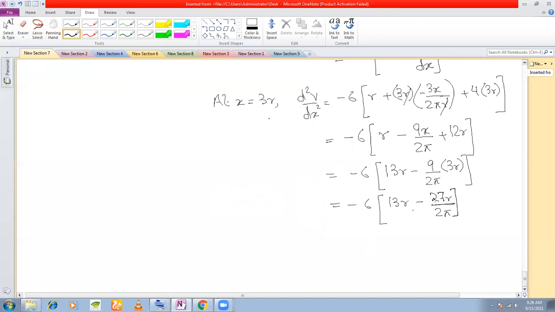Is it positive or is this negative? Can you tell me? 27R by 2 pi. Is it positive or negative? Why positive? Because the minus 6 outside is negative, I'm talking about the entire expression. So 13R minus 27R by 2 pi. Is it positive or negative? Then the whole thing is negative.